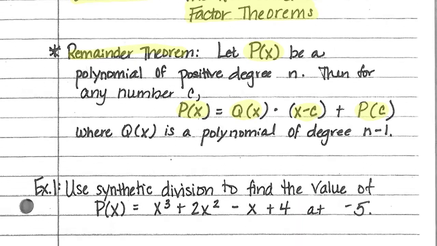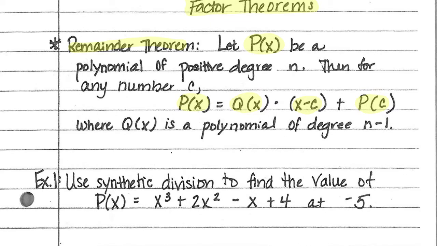So let's take a look at example 1. They tell us exactly what to do. They're telling us to use synthetic division to find the value. So I'm going to give you a hint. The remainder theorem is when we use synthetic division, and the remainder is the answer.